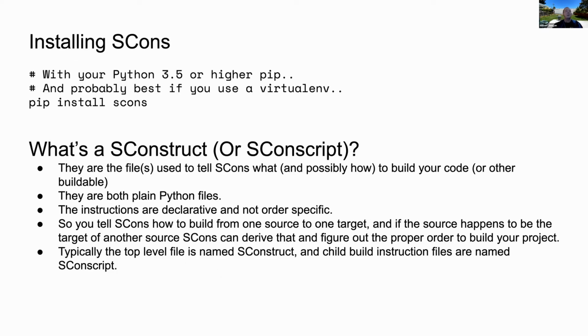SCons is up on PyPI, so if you wanted to install it, you just need to make sure you have Python 3.5 or higher, and just do pip install and you'll have it. The makefile equivalents for SCons are called SConstructs or SCons scripts. They're plain Python, and they basically call APIs, which are in the man page, to specify what it is you want to build.